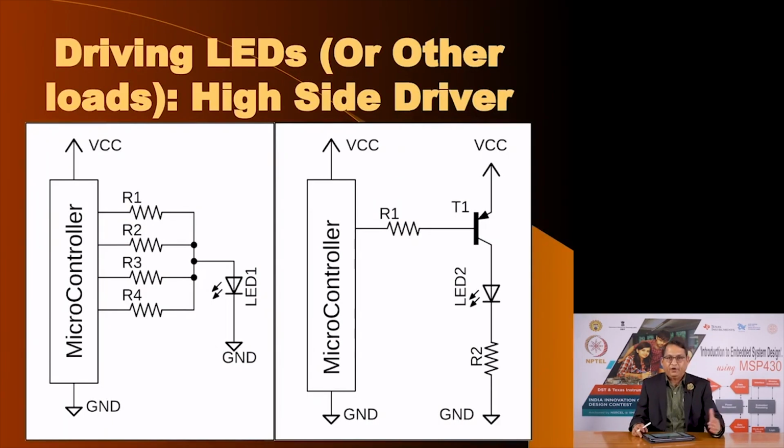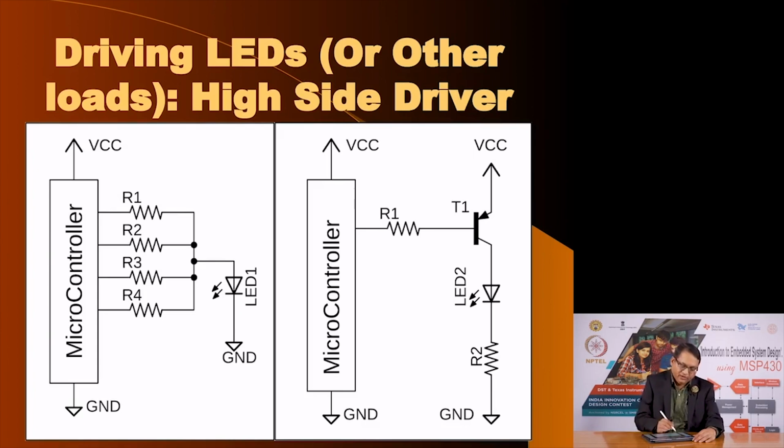Now, we have seen till now various ways of driving the LED or similar loads using a low side switch. Let us look at other ways of driving the LED. In this case, the high side driving, which means the control of the current is towards the higher side of the voltage, connected to the VCC. Now, we have configured LED 1 here and we have grounded the cathode of the LED. The anode of the LED is connected to the same 4 resistors R1, R2, R3, R4, and we can use this configuration to increase the current through LED 1.